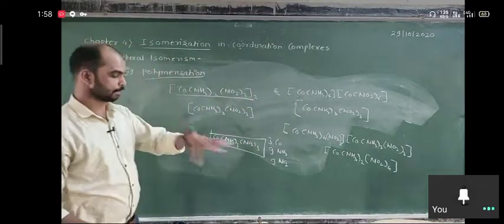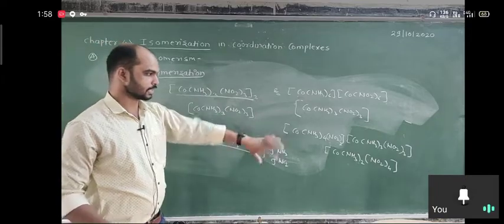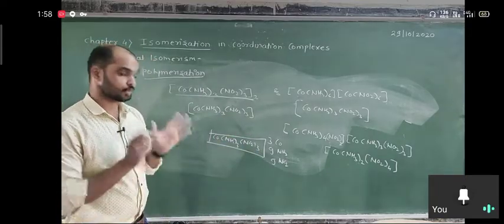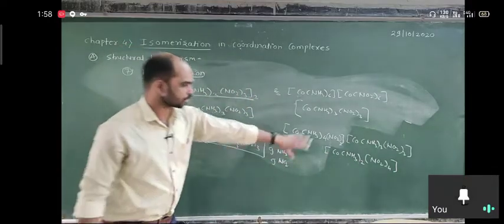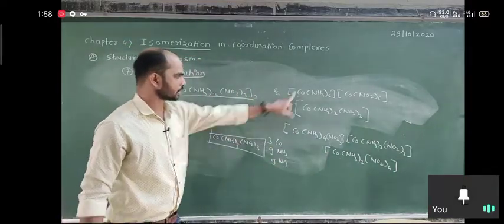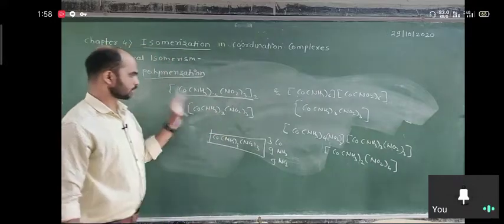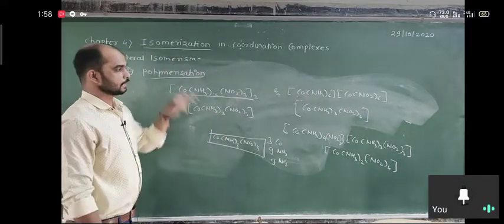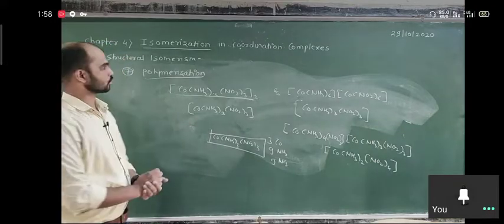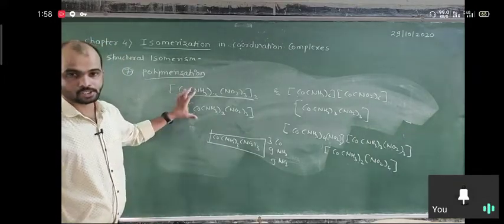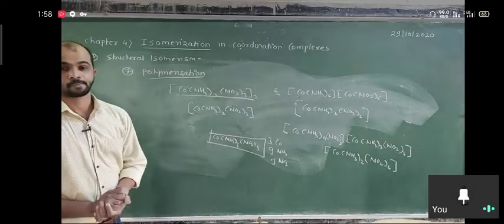There is a repetition where we just change the number of ligands, but overall the whole complex has the same empirical formula. This complex has the same empirical formula, this also, and this also. That means all are polymerization isomers of each other. So this is all about the structural isomerism of coordination complexes.